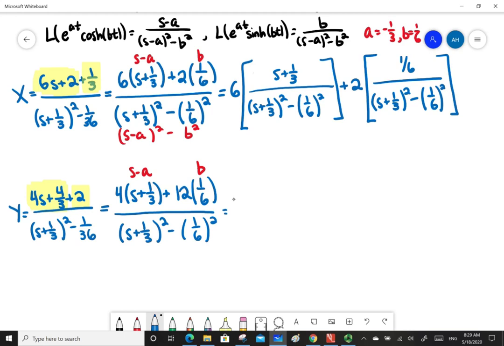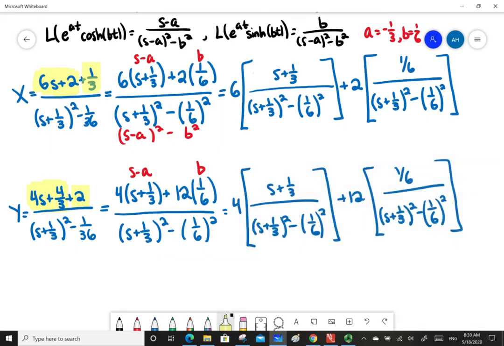And then splitting it up into two halves, I now get 4 times the piece that looks exactly like the Laplace transform of e to the at times the hyperbolic cosine of bt, and then 12 times a piece that looks exactly like b over (s minus a) squared minus b squared, the Laplace transform of e to the at times the hyperbolic sine of bt.